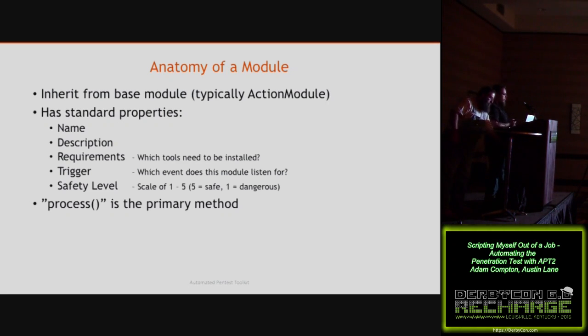Next up is the triggers. This module is going to be looking for this condition for it to run. So anytime a new service is found, the trigger new port 21, new port 445, that gets thrown up in the air, and then any module that responds to that says, that's me, add me to the queue.